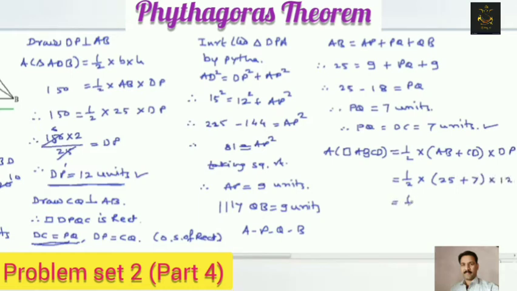Now by simplification, this is half of 32 into 12, so 32 into 6. 6 twos are 12, carry 1, 6 threes are 18, plus 1, 19. So it is 192 square units. This is the area of quadrilateral ABCD. Understand friends? Like this we can solve such sums, which are very important. See here, this is the answer.